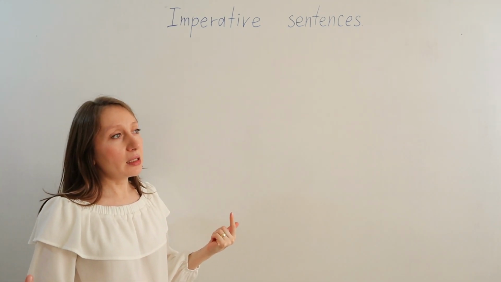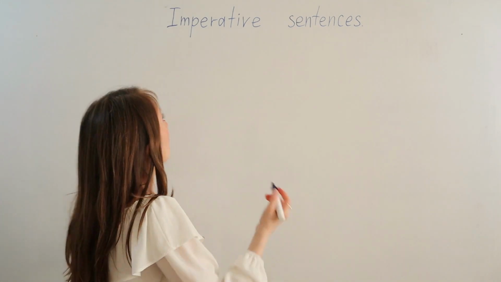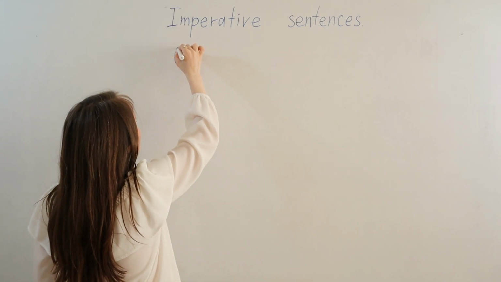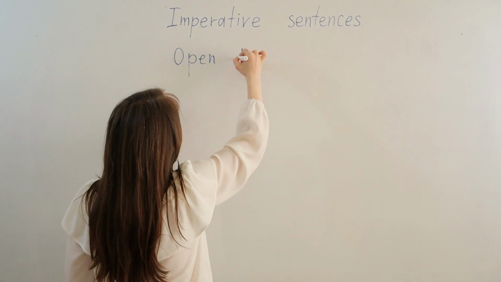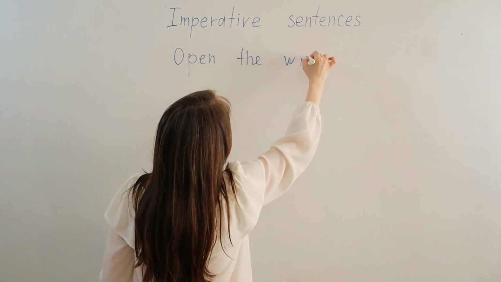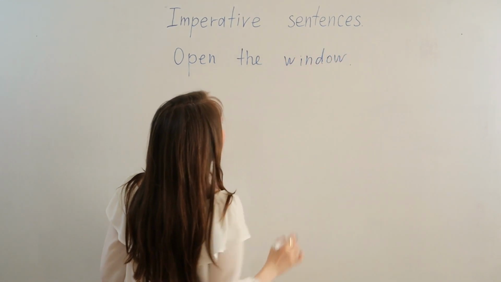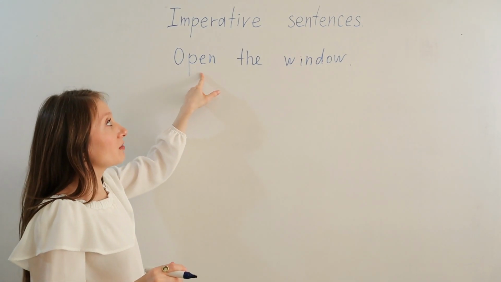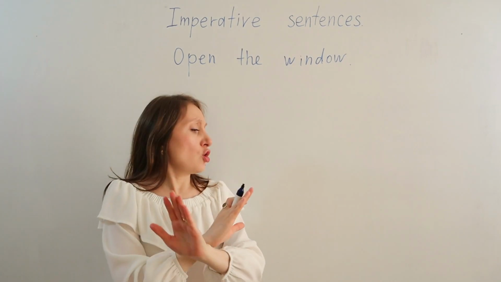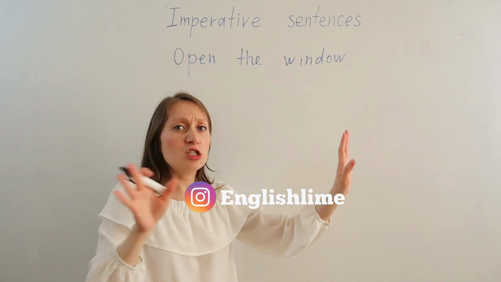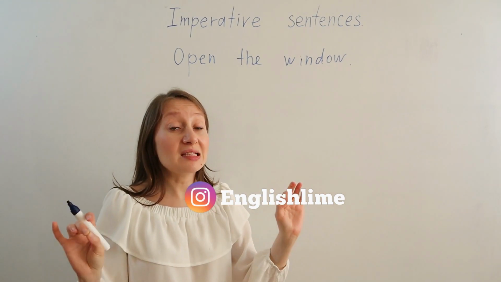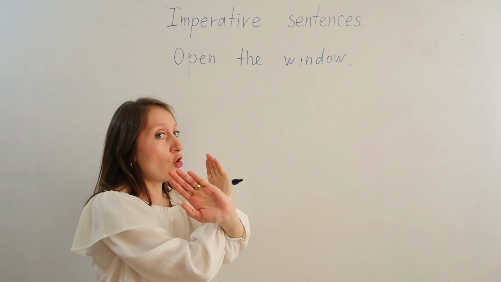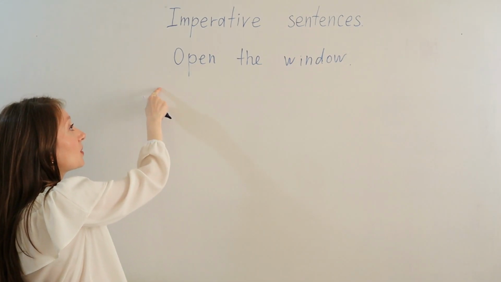For example, let's take the sentence about window. We say, open the window. Right? This is positive imperative sentence. You start with the verb. No subject, no I, no he, she, nothing. Start the sentence with the verb. Verb. No subject. Okay? This is positive one.